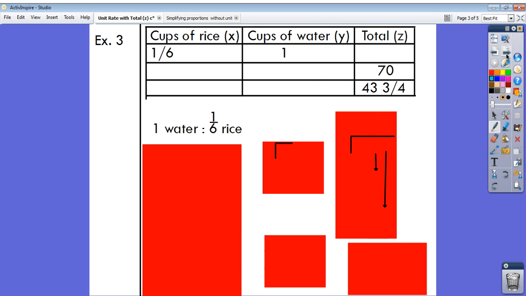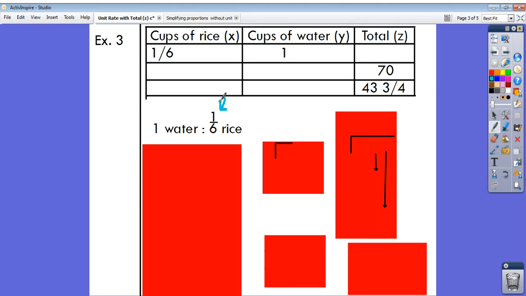This example is more complicated because we only have the totals to fill these in. First, unit rate. 1 cup of water for every 1/6 of rice. And I set it up like 1 cup of water to 1/6 of rice, because this is my y and my x. My x needs to be 1, the second part of my ratio. How would I get 1/6 to be 1?